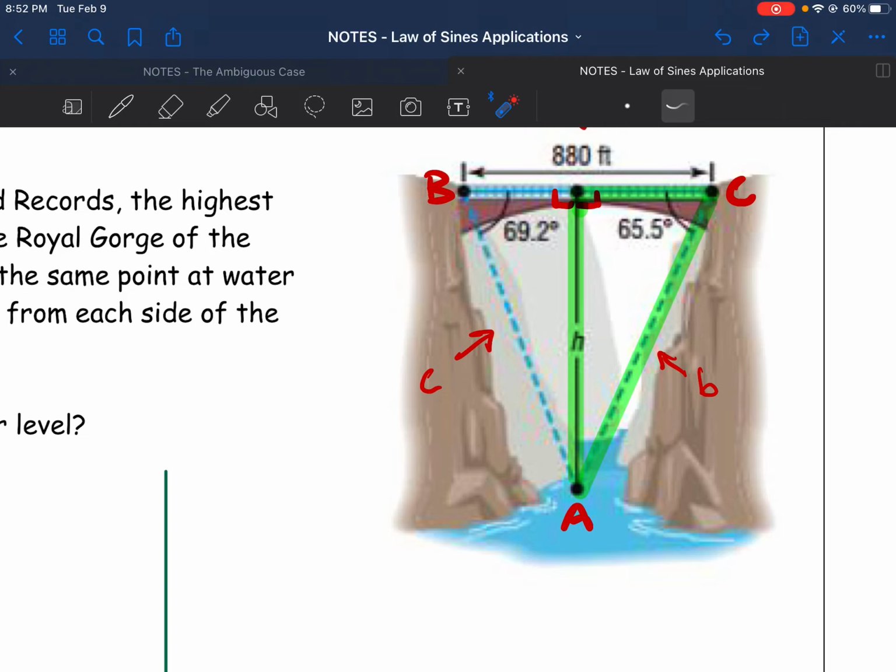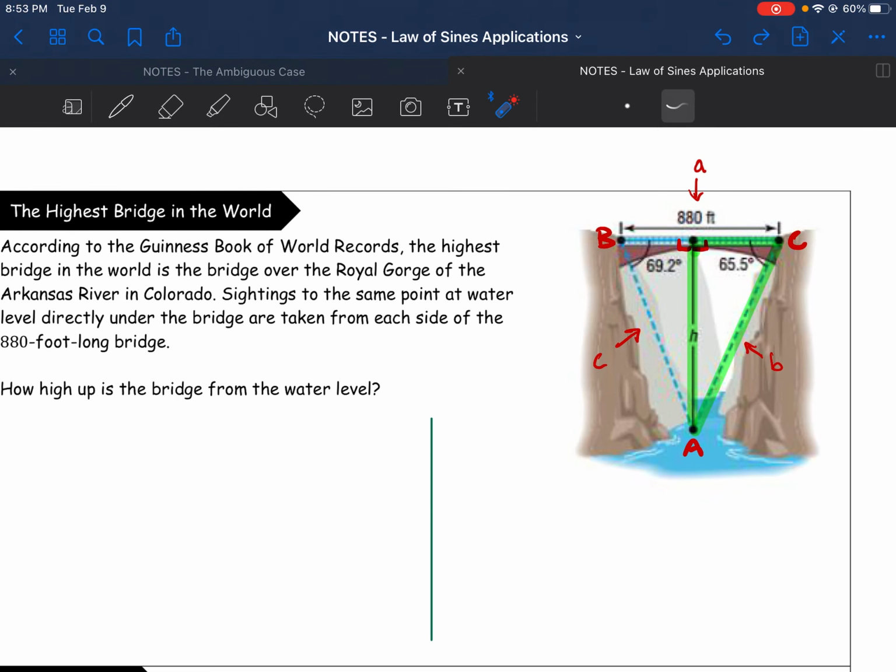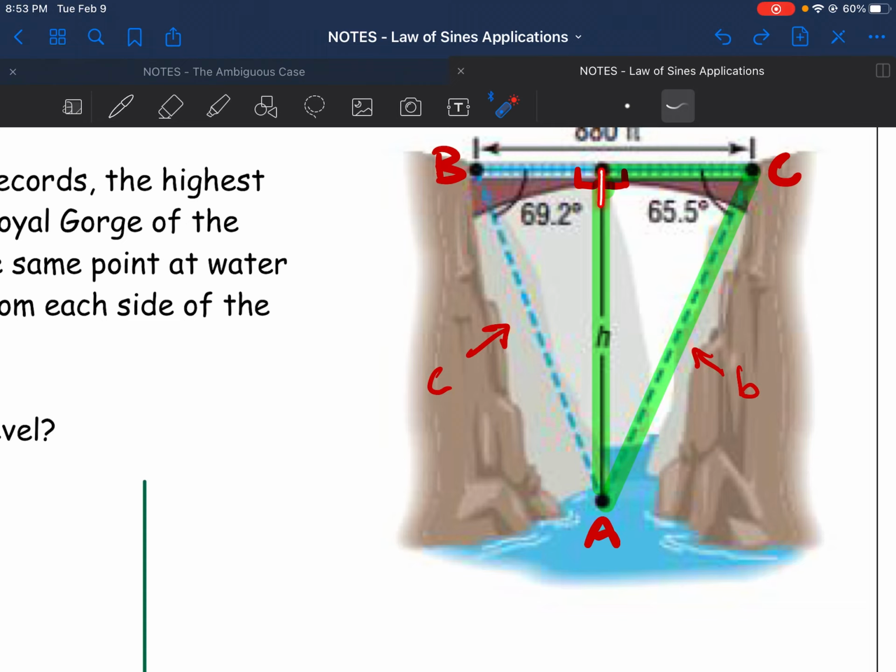One thing to notice, though, is that this point in the middle, they're saying it's a point directly under the bridge. At no point in the problem did they say that this point was directly in the middle of the bridge. So this is not the midway point, okay? Very important to understand. It's just a point under the bridge at water level. And the problem also gave us the angles. So the angle from this sighting to this point relative to the bridge is 65.5 degrees, and this angle over here is 69.2 degrees. So what we're trying to find is how high up is the bridge from water level. We're trying to find this H right here.